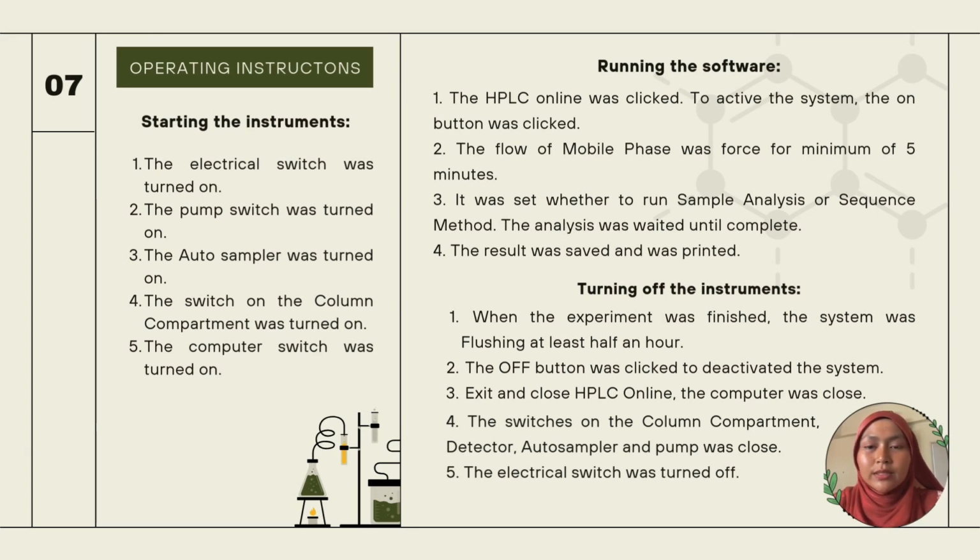Last but not least, to turn off the instrument, first, when the experiment was finished, the system was flushed for at least half an hour. Second, the off button was clicked to deactivate the system. Third, HPLC Online was exited and closed, and the computer was closed. Next, the switch on the column compartment, detector, autosampler, and pump was closed. Lastly, the electrical switch was turned off.